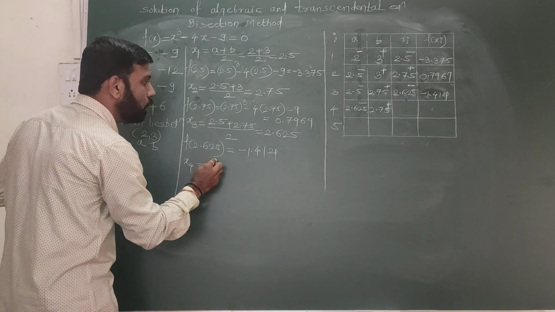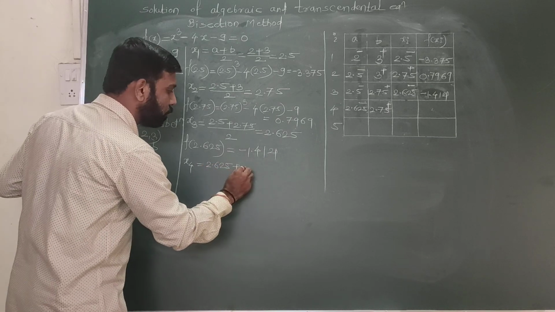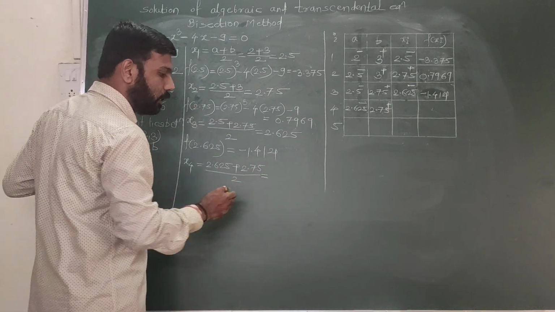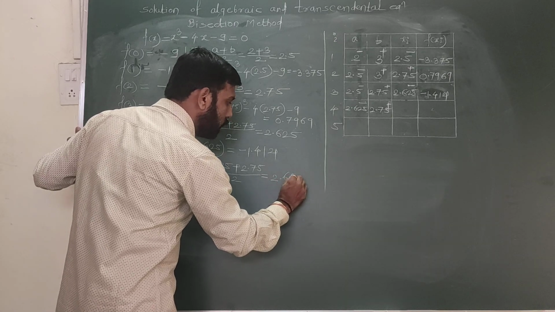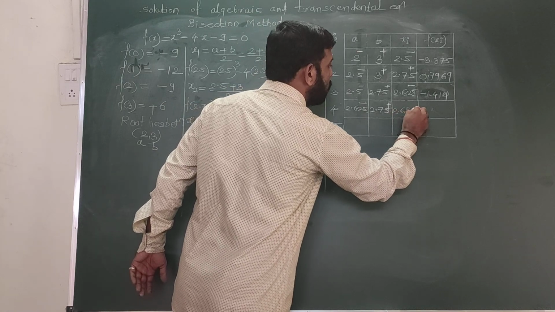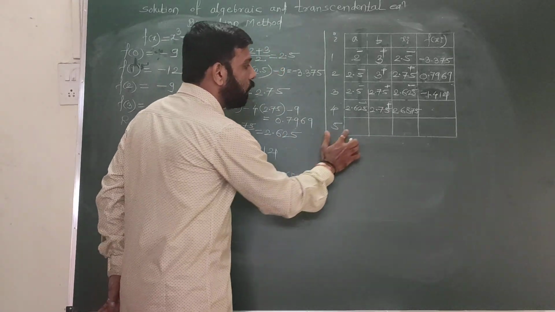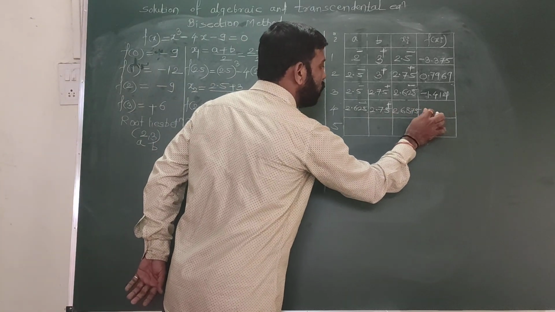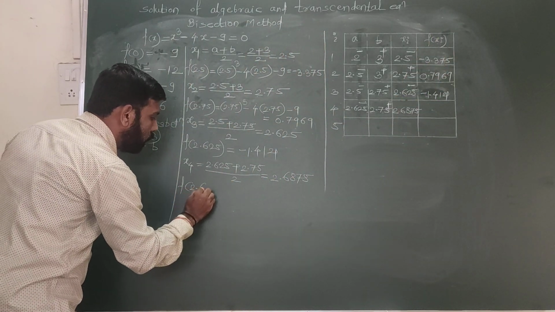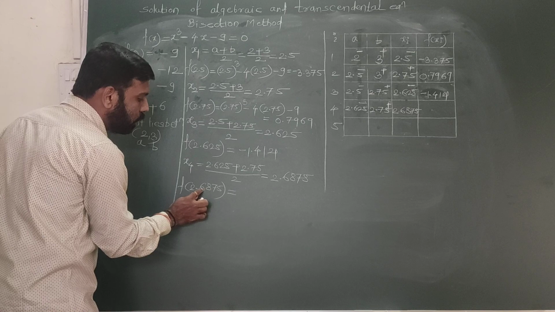Fourth approximation: 2.625 plus 2.75 divided by 2. The answer is 2.6875. Again, for the fifth approximation, we require A and B values. We will find them from the symbol. Substitute this in the polynomial, f of 2.6875. Directly I am putting here that value, the answer of this.